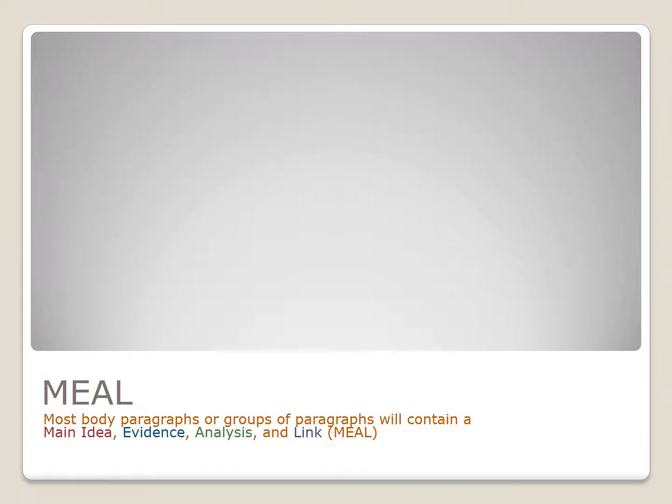Hello. Today we're going to talk about body paragraphs in academia. Specifically, we're going to talk about the MEAL formula that has come out of the history program at the University of Colorado in Denver. Most body paragraphs should have the following four elements: a main idea, evidence, analysis, and link.